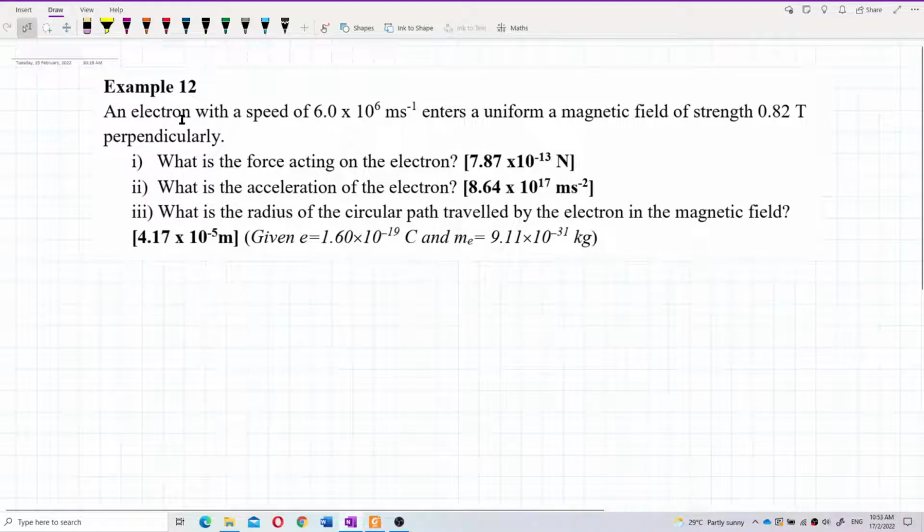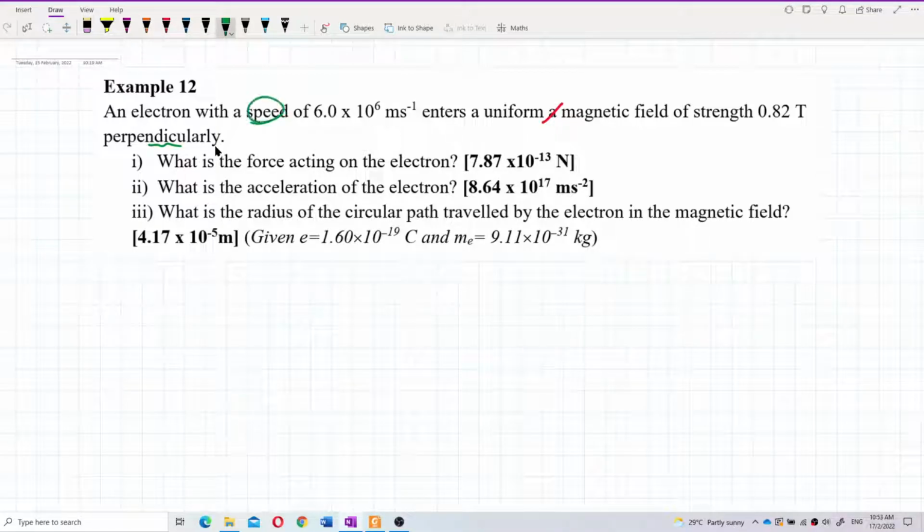Okay, an electron with speed of 6 exponent 6 meter per second enters a uniform magnetic field of strength 0.82 Tesla perpendicularly. Okay, this one he says perpendicularly. It means he is talking about between the speed and magnetic field. So perpendicular means V and B are perpendicular.